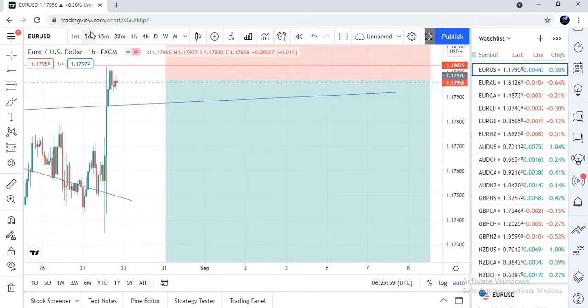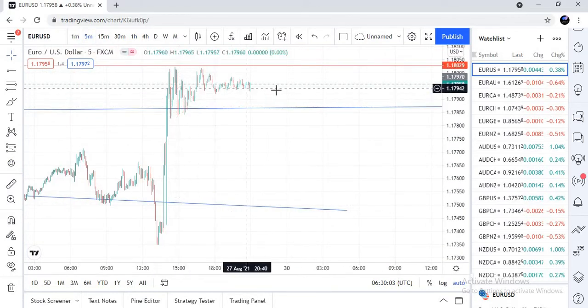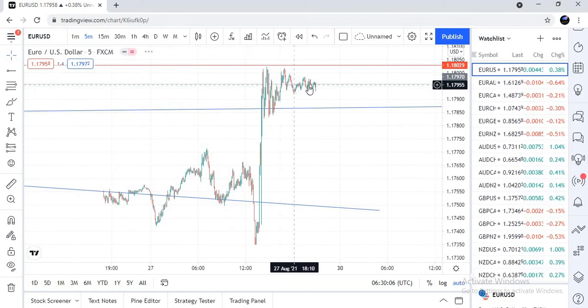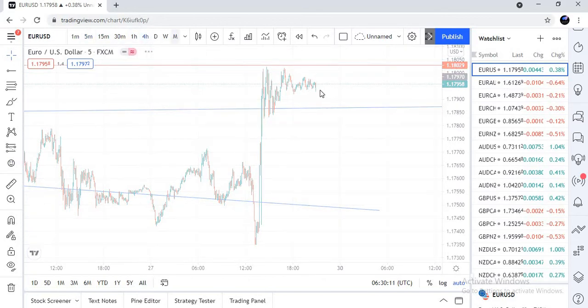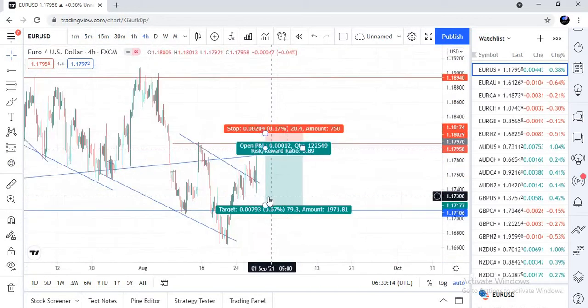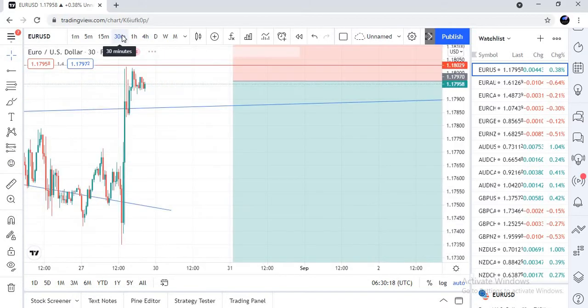As you can see, it is ranging. If you check a 5-minute time frame, you see range that is ranging. So there is a possibility that it might break down. There is a possibility that it might break down, but we are also predicting that it might also move up. So let's see how this will go.